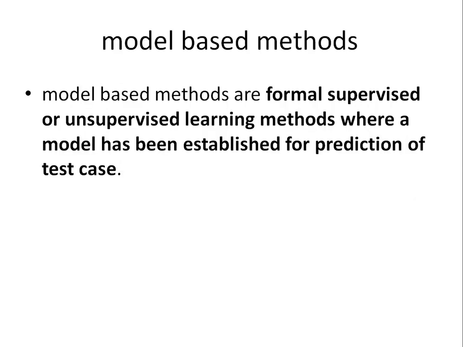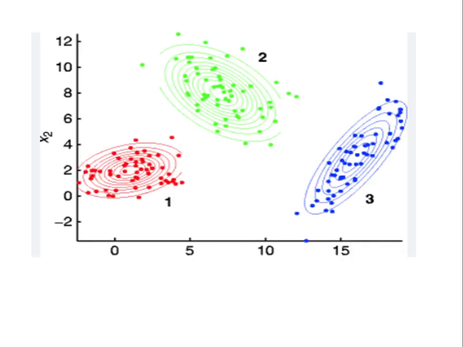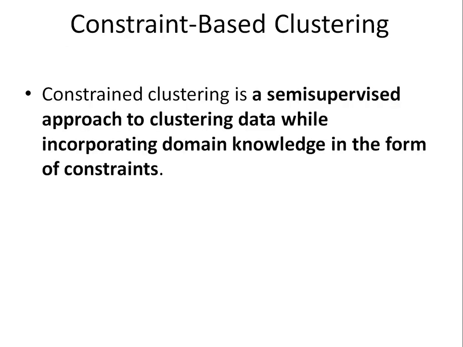The model-based method uses supervised and unsupervised clustering methods where a model is established for the prediction of test cases. For the model-based method, the coloring variation can be shown in a circular form, with the blue color and methods 1, 2, 3 mentioned here.